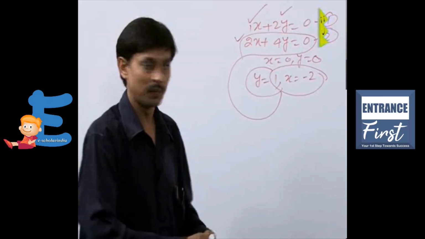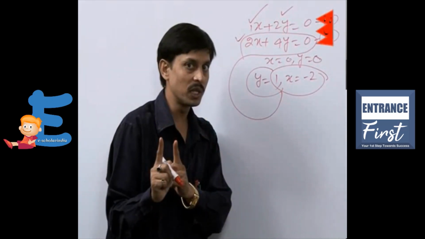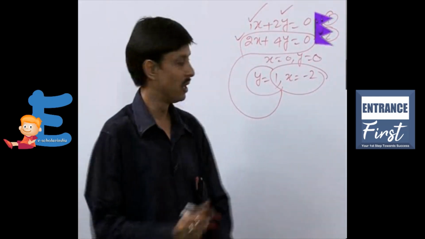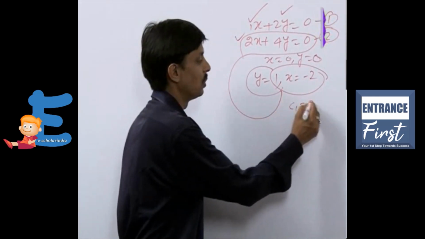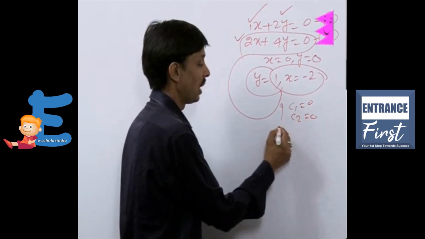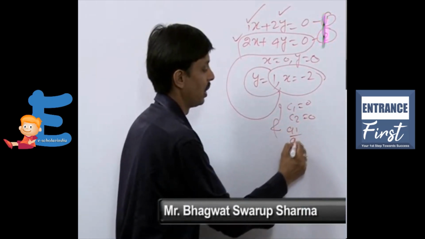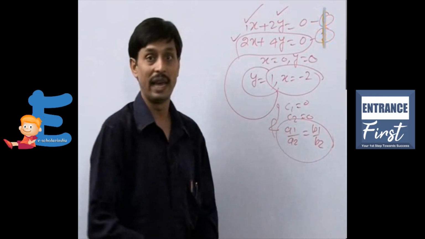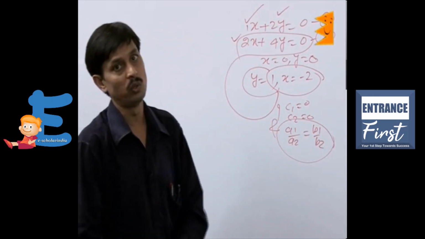So what is the condition for getting a non-zero solution? In which situation is it checked? It is always necessary to remember that if C1 is 0, C2 is 0 and A1 upon A2 is equal to B1 upon B2, this is known as the non-zero solutions condition.